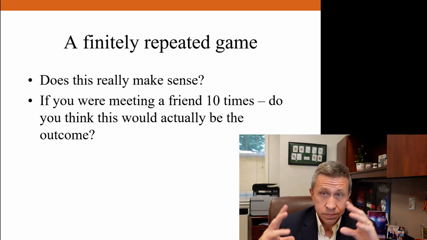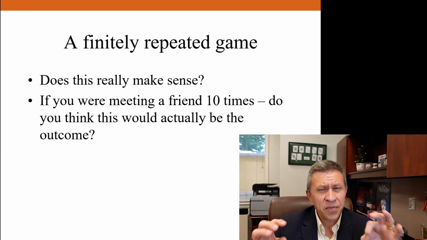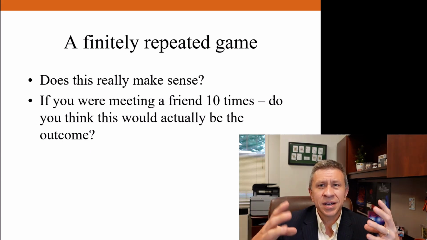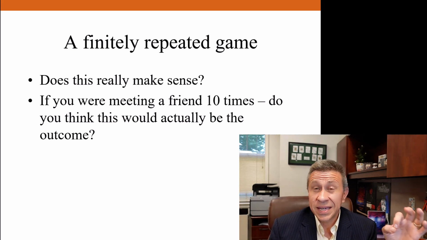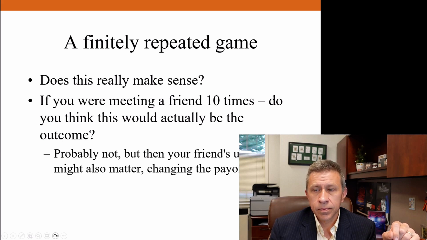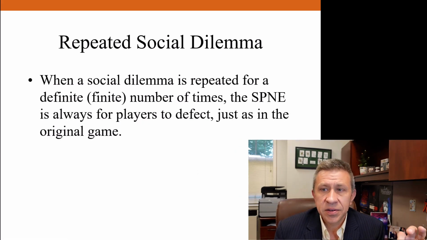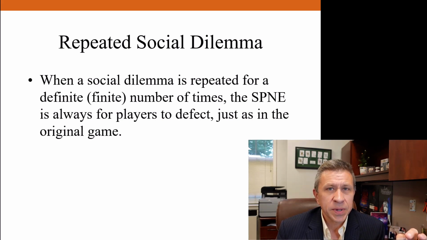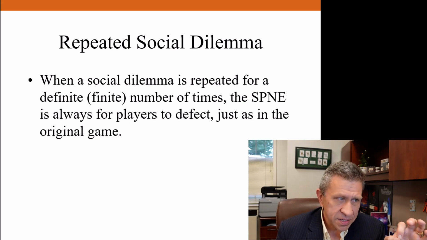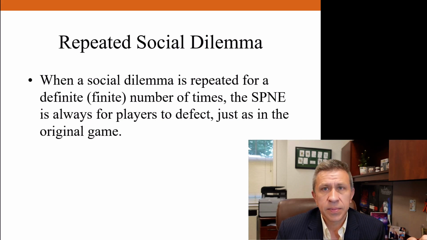However, overall, the finitely repeated games aren't going to get us to anything really different than what we see in a one-off or one-shot game. A key lesson: if a social dilemma, a prisoner's dilemma type game, is repeated for a definite and set finite number of times, the subgame perfect Nash equilibrium is always for the players to defect in each and every round of the game, just like the original game.